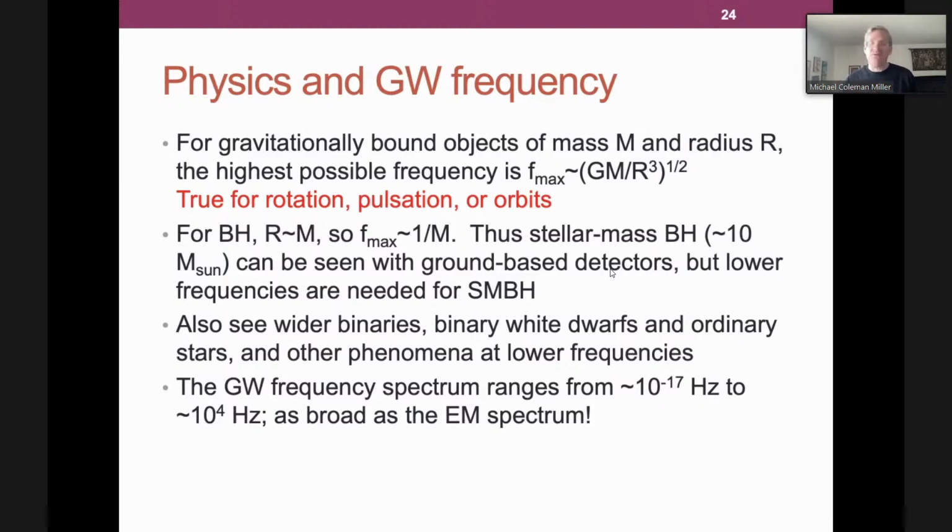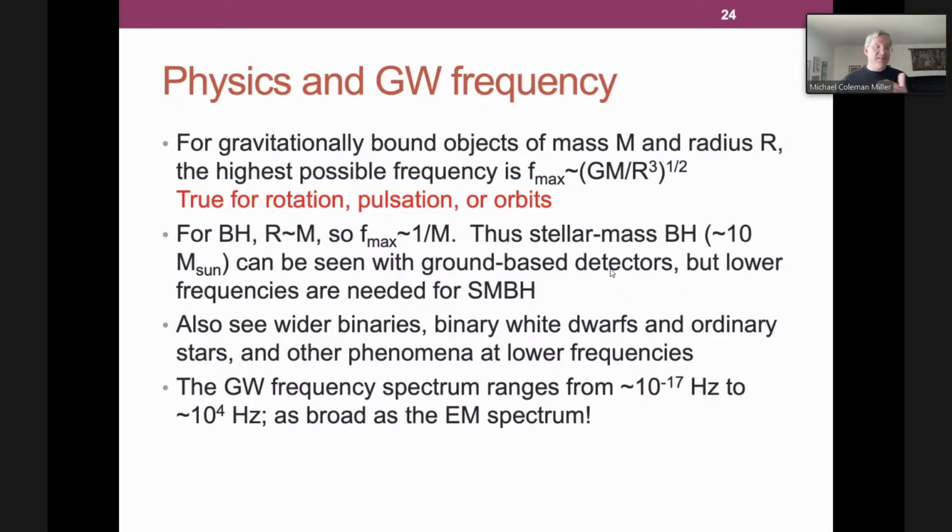Stellar mass black holes, call it 10 solar masses, can be seen with ground-based detectors, which are sensitive to tens of hertz to hundreds or thousands of hertz. However, if you want a supermassive black hole, like the ones in the centers of galaxies, millions to billions of times the mass of the sun, you need to be able to access lower frequencies, and you cannot do that on the ground.